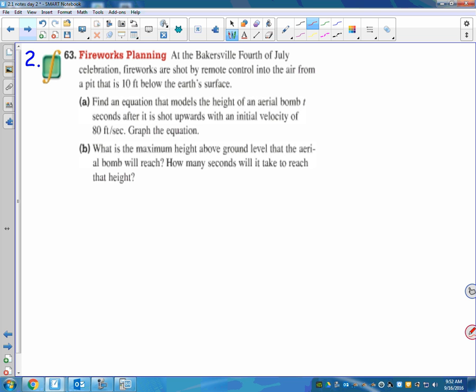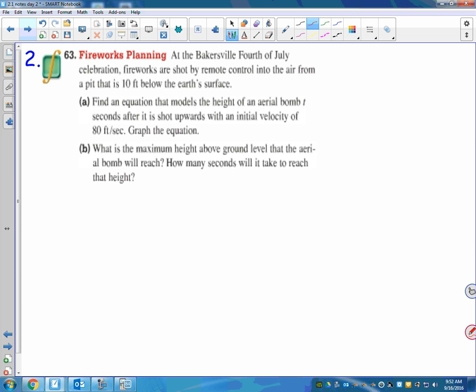at the Bakersfield 4th of July celebration, fireworks are shot by remote control into the air from a pit that's 10 feet below the person. Find an equation that models the height of an aerial bomb t seconds after it's shot upward. That's the fireworks, not a real bomb. T seconds after it's shot upward, for initial velocity of 80 feet per second. Graph the equation. What is the maximum height above ground level that the aerial bomb will reach? How many seconds will it take to reach that height?